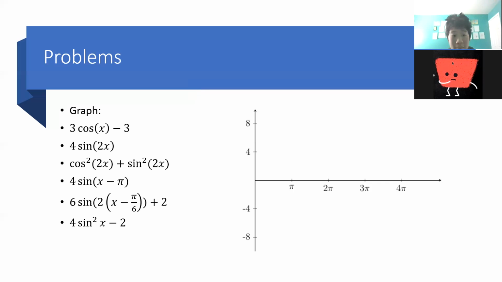Well, we got to figure out what's the amplitude. Amplitude is 3, so that's how high the peaks are going to be. But also we have a vertical shift downward by 3. That means the midline, which is the middle line which everything oscillates around, is going to be right here.